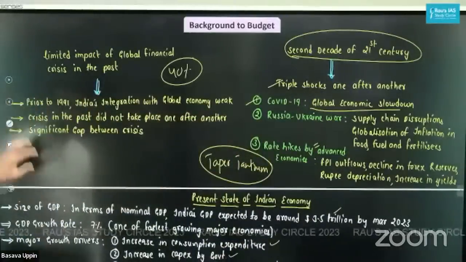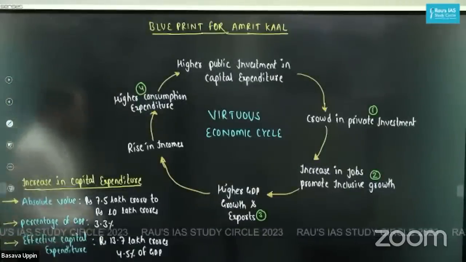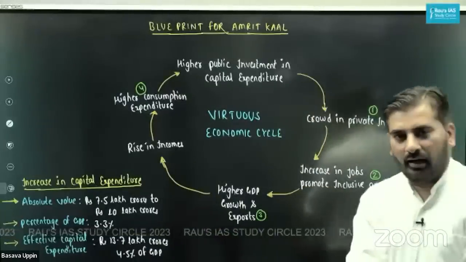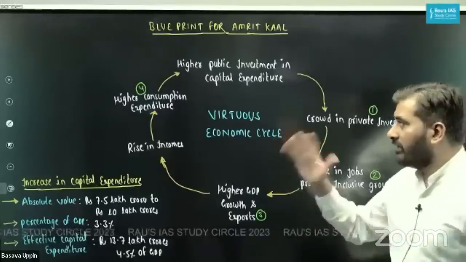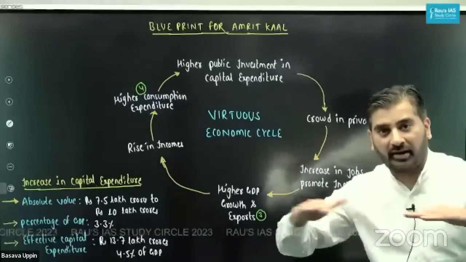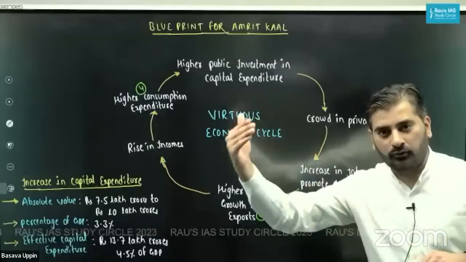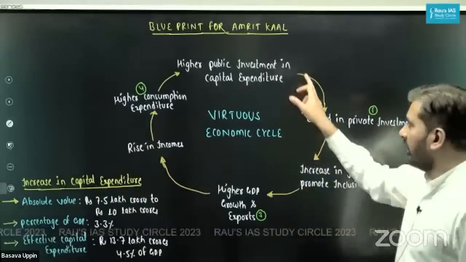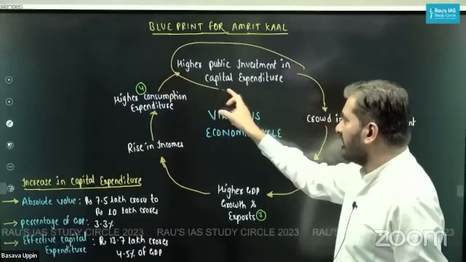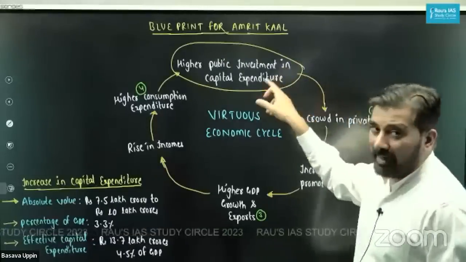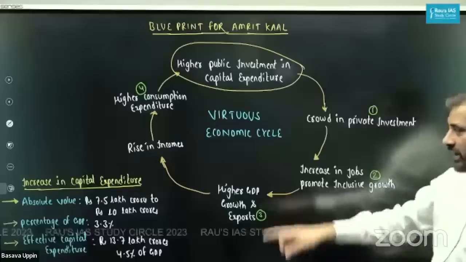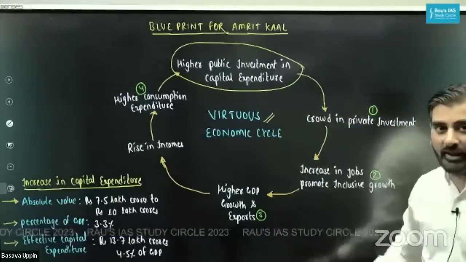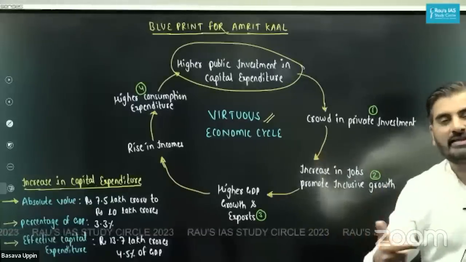So let's now look at the blueprint for Amrit Kaal. So this was the blueprint for Amrit Kaal, which the finance minister had laid down in the last year's budget. This is a kind of foundation for the Indian economy as it moves from India at 75 to India at 100. This entire blueprint for Amrit Kaal is based upon one important aspect, that is higher capital expenditure by the government. So as you can see, because of higher capital expenditure by the government, we can bring the Indian economy into a kind of virtuous economic cycle.